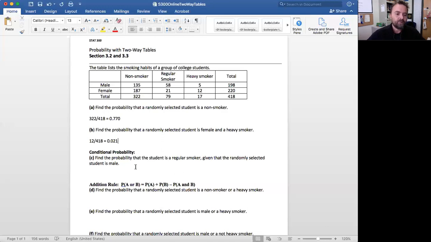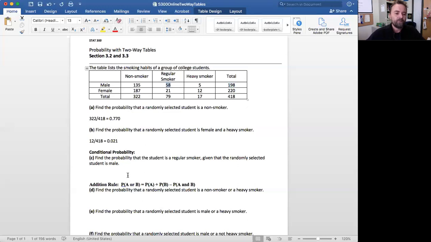Okay, for conditional probability, find the probability that a student is a regular smoker, given that, there's the key phrase there, given that a randomly selected student is male. That means you're only selecting from the male students. You already know the condition that the student is male. So I would look on my table to find the total number of male students. There it is, 198. There's your denominator. And then of those students, how many of them are regular smokers? Just stay right in this row to find your other number. So of the 198, there are 58 regular smokers.